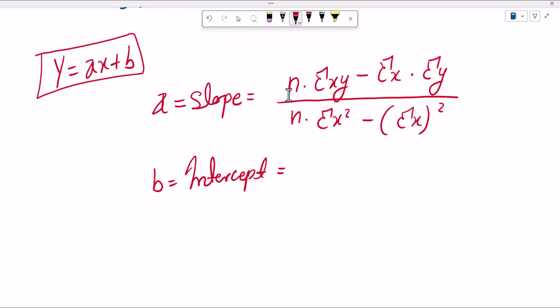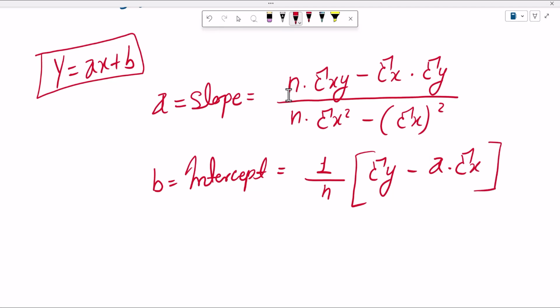The intercept is 1 divided by n, summation of y minus a into summation of x. So this is the formula you need to keep in mind, for a and b, and this is the equation for linear regression, that is y equals ax plus b. On the basis of these two formulas, we need to calculate the prediction in the given question.